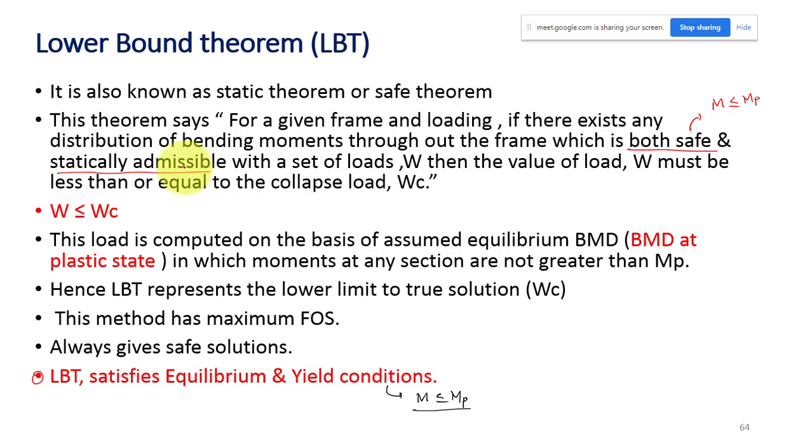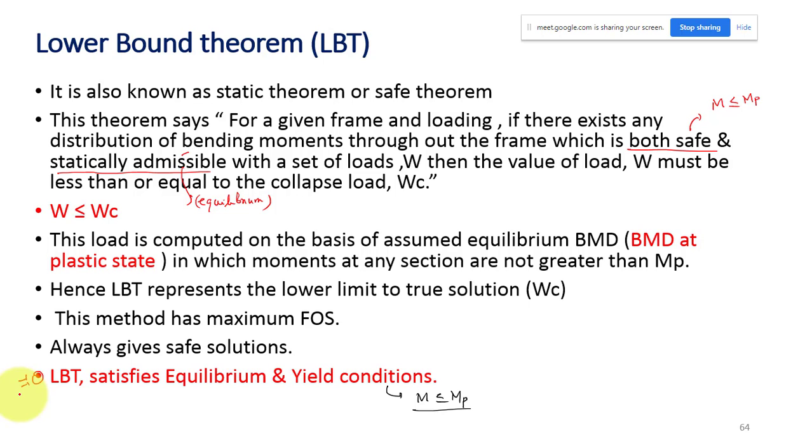Okay, and this term admissible indicates equilibrium. The structure should be in equilibrium. Okay, that is what this point is saying. The lower bound theorem satisfies equilibrium and yield condition. So that is why we will make use of the bending moment diagram to arrive at the value of the collapse load by using the lower bound theorem.